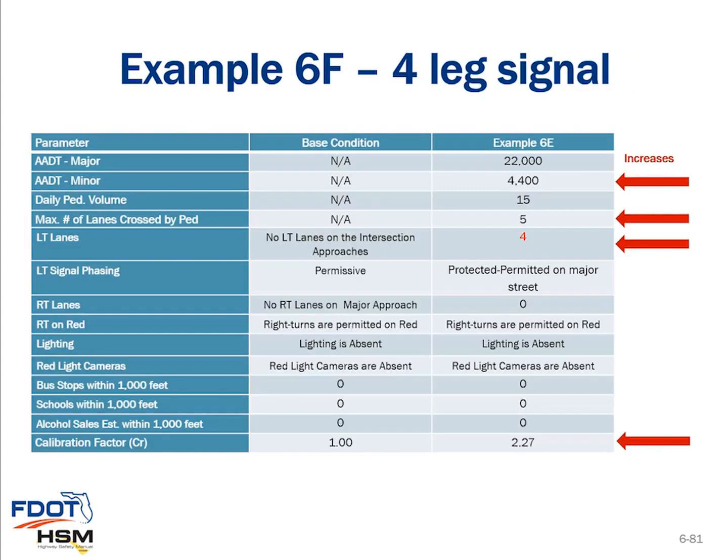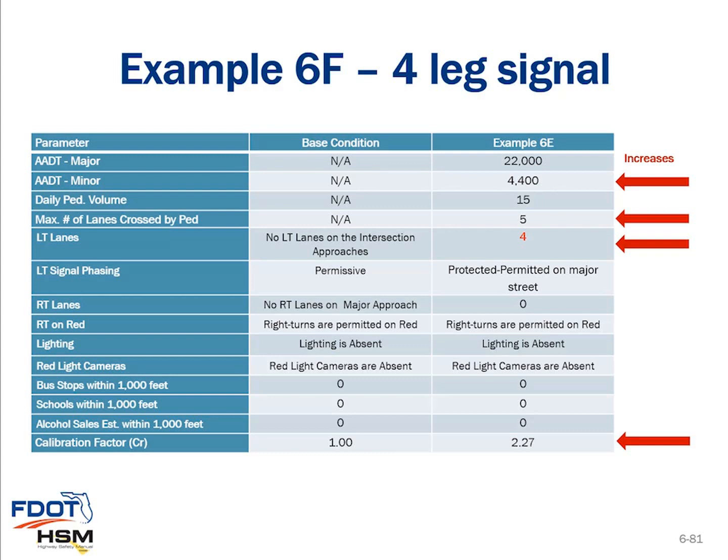So now let's look at changes in the information for this example as a result of adding in that fourth leg. You'll notice that the average annual daily traffic at the minor approach is slightly increased due to the new development. The changes in configuration at the south end increased the maximum number of lanes crossed by a pedestrian to 5. The left turn lanes, we now have left turn lanes on all 4 approaches, so that's gone to 4. And you'll also notice that the calibration factor has changed because now we've gone from a 3-legged intersection to a 4-legged intersection, so that calibration factor had to be adjusted.